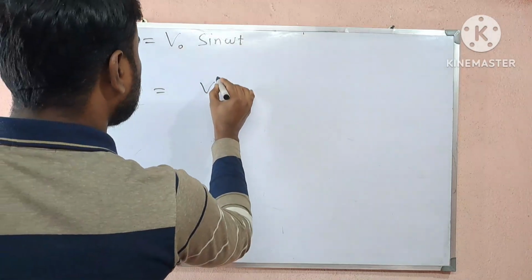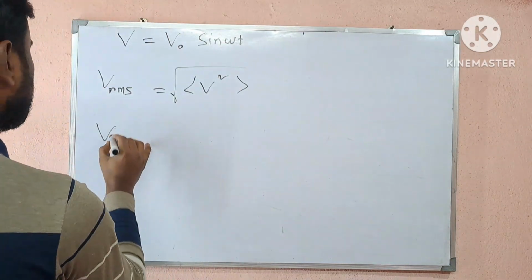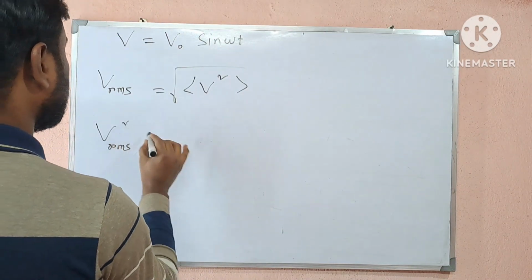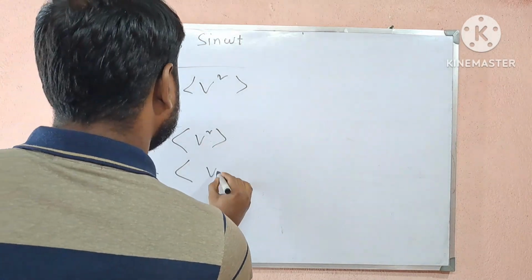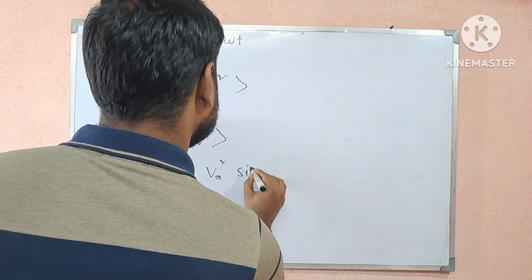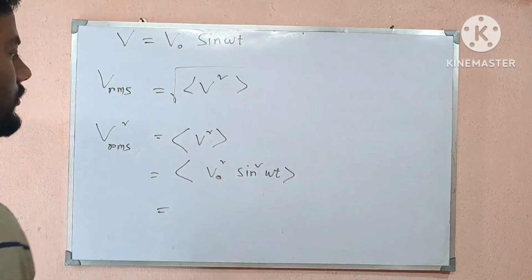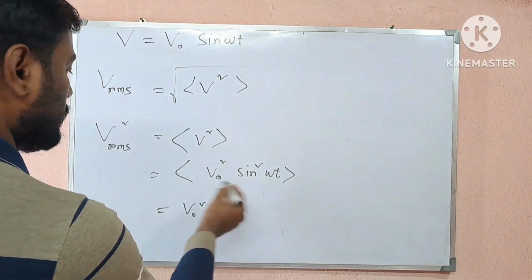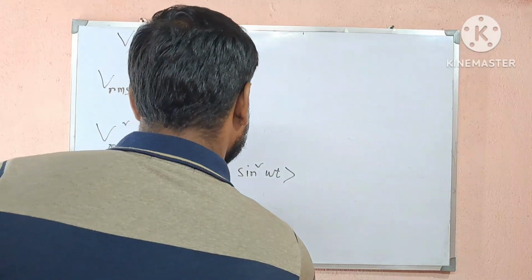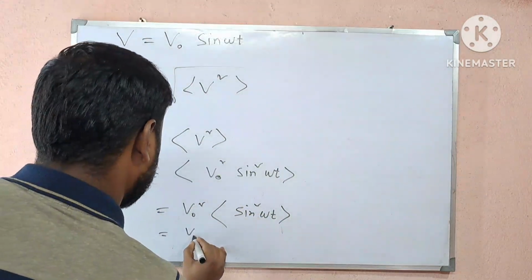This is the formula. We know first you have to take the square, then mean, then root. So VRMS square is equal to average of V square. So we can write from here V naught square sine square omega t. Now V naught is a constant because this is the amplitude or peak value of voltage. So V naught square will come out from the average symbol. Now inside the average, that will be sine square omega t. So what is the value of sine square omega t?